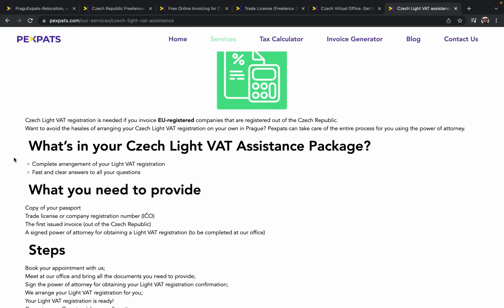Now, as soon as you're ready to do this, we can take care of the complete arrangement for Light VAT. This includes consultation on any questions you might have, and all work done via power of attorney. The total for Light VAT registration assistance comes to 3,400 Czech crowns.